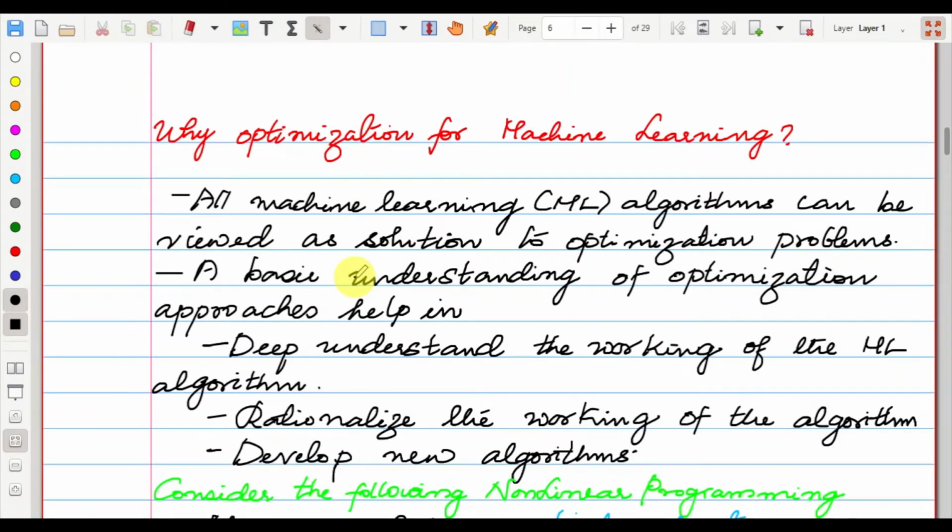So why do we need optimization in machine learning? All machine learning algorithms can be viewed as solution to optimization problems. So we need a basic understanding of optimization and a deep understanding of the working of the ML algorithms. So rationalize the working of the algorithm, and we need to develop new algorithms based on the old algorithms. So we need optimization in machine learning algorithms.